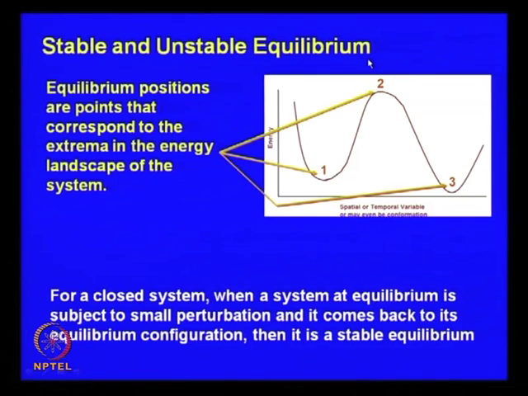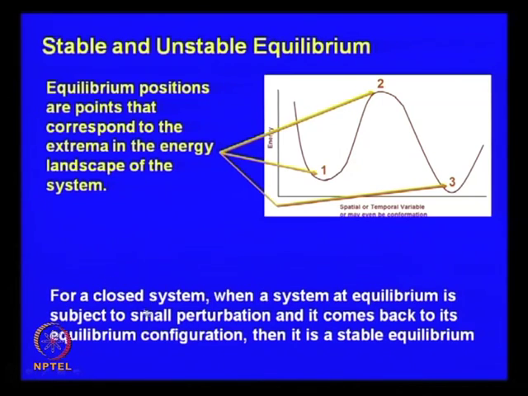So, how do we distinguish it? Reality is that while all three of them are equilibrium points, point number 2 corresponds to an unstable equilibrium, while points 1 and 3 correspond to stable equilibrium. How do we define that or understand that?